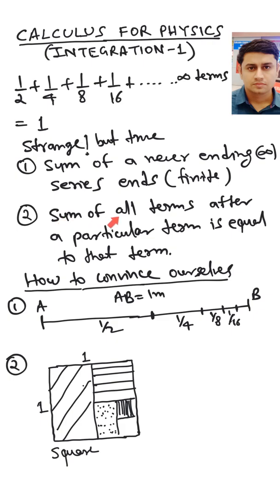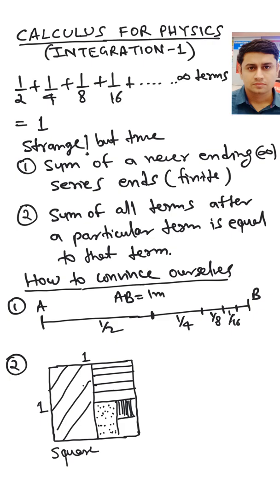Second thing is that the sum of all the terms after a particular term is equal to that term. Suppose after 1 by 2, if you take the sum of all the terms 1 by 4, 1 by 8, 1 by 16, it is equal to 1 by 2. Similarly, after 1 by 4, if you take all the terms, its sum is equal to 1 by 4. So these two things are strange. Now how to convince ourselves that such a case is possible?